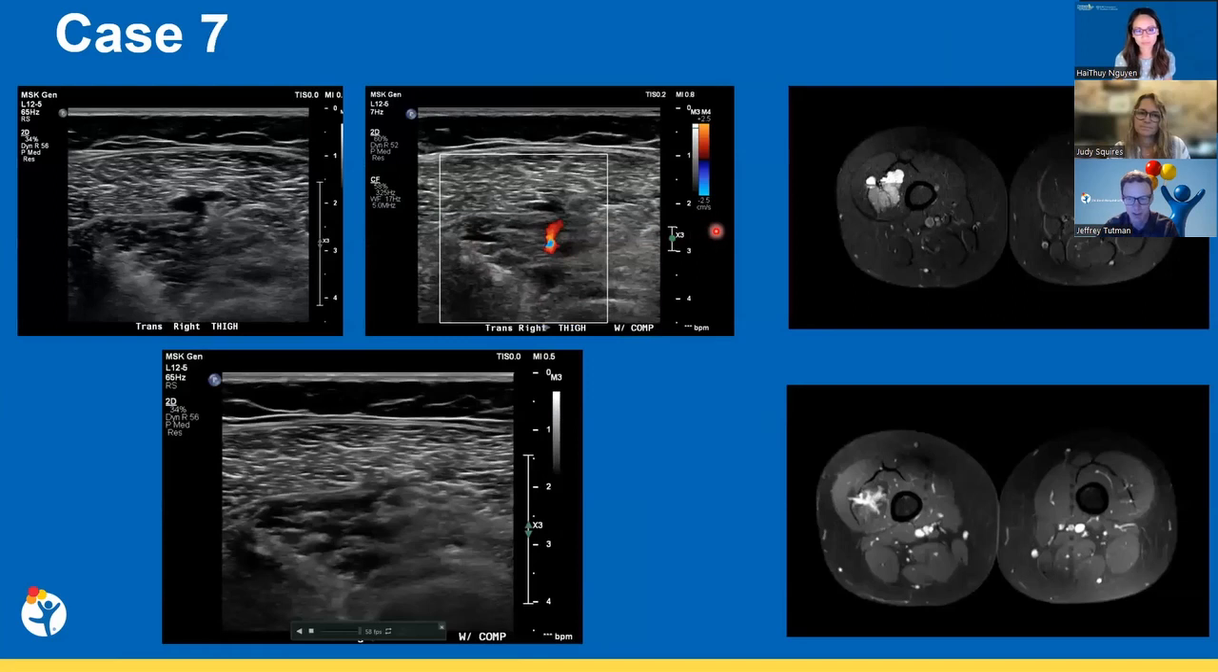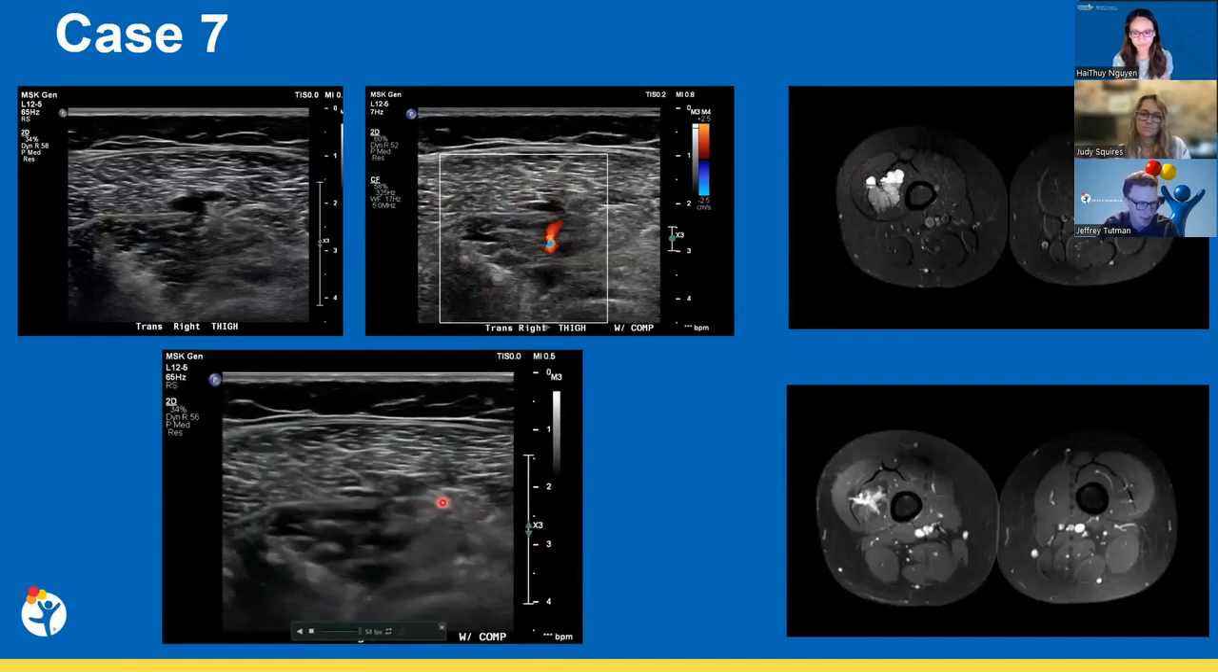And then this is kind of just a companion case. This is a 15-year-old that came in with thigh pain. We can see, again, there's this heterogeneous mass intramuscularly in the quadriceps region. We can see there is some flow within this prominent vessel here that communicated more superficially, but largely not a whole lot of flow within most of the lesion.